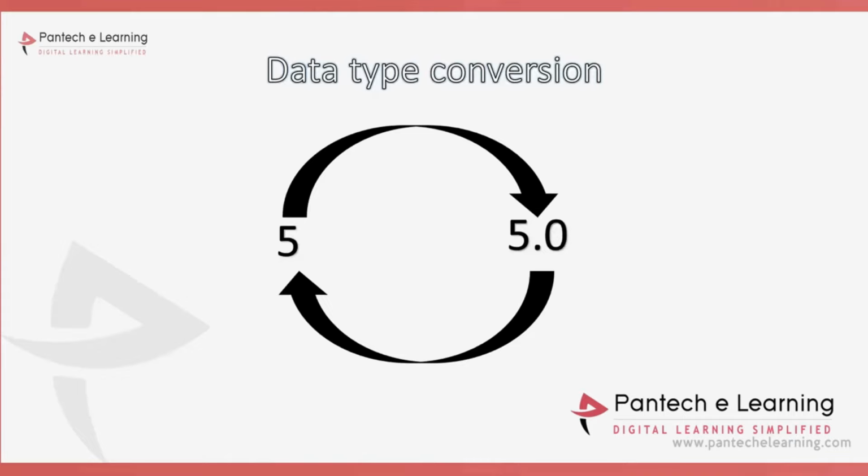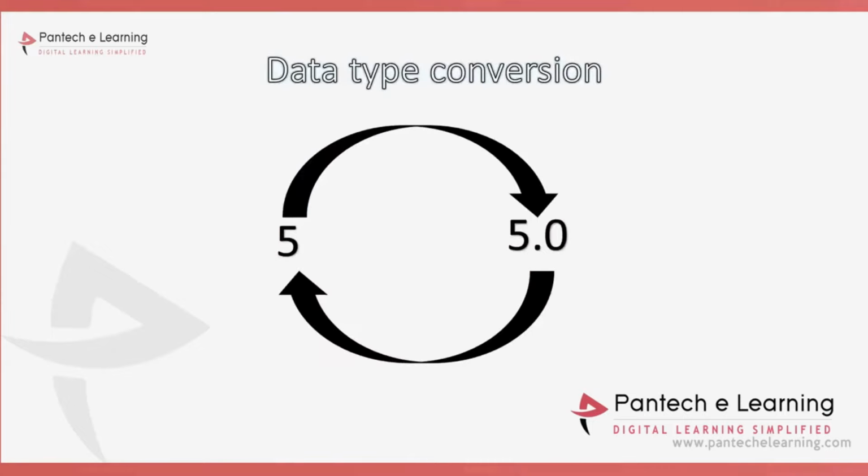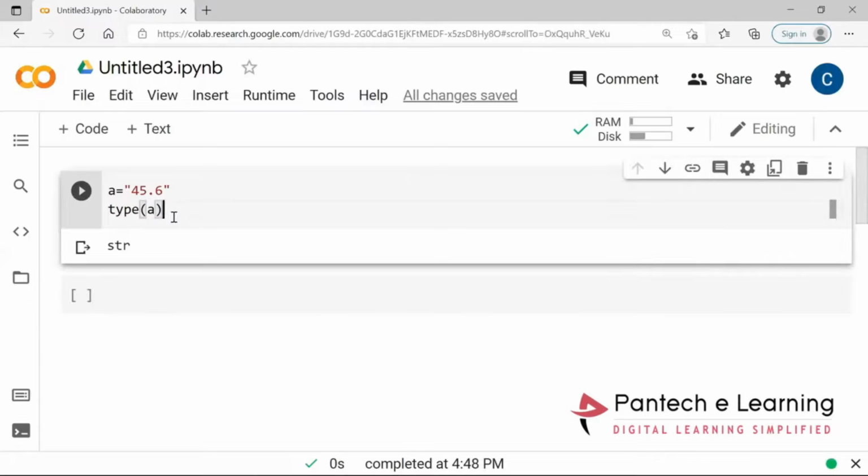For that we have to know the different keywords for each and every data type conversion. So I'm logging into Colab. Here whatever I have given is a string. So you have all seen what the type of A is. Now I'm going to convert this type of A into float.